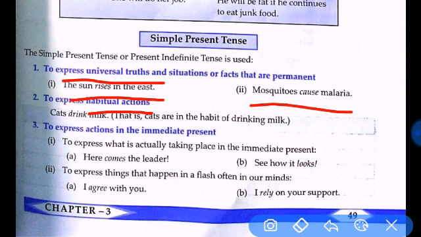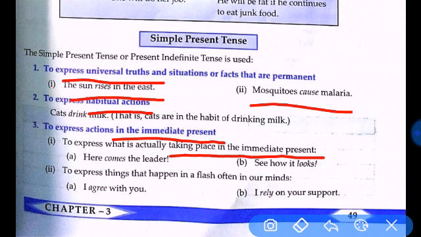The third one is to express actions taking place in the immediate present, something that is happening just now. That means what I am doing now. For example, I teach English. Here comes the leader. All these are something that is happening at the time of speaking.